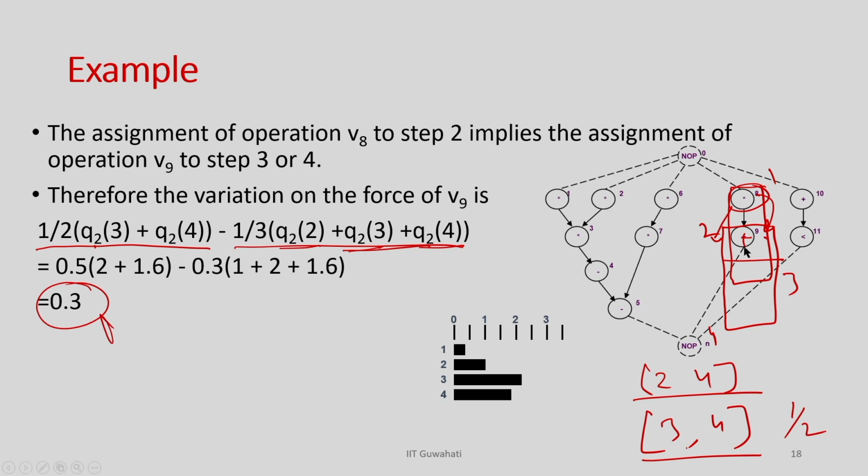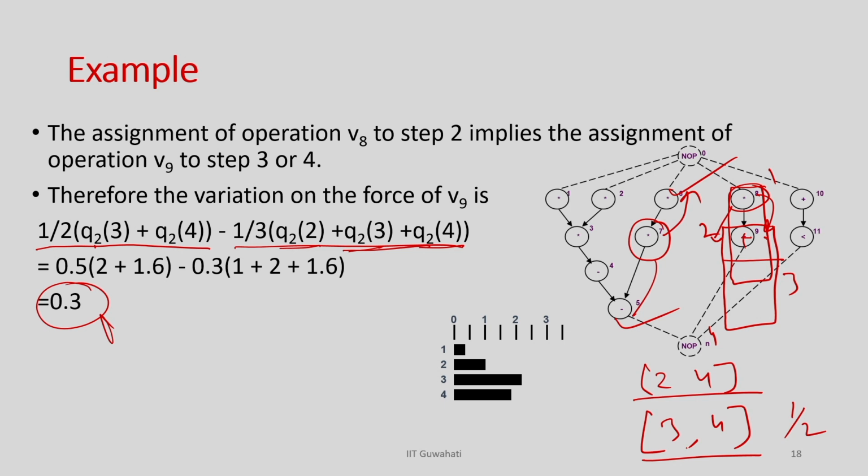If I now think about this node, it will impact this node and this node. So, you have to calculate the predecessor or successor force for this node as well as this node, and then you have to sum it up with the self force for this 7. Okay. I hope you understand this.